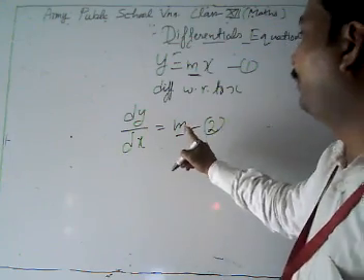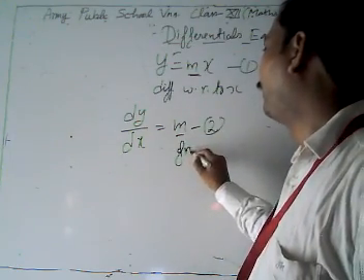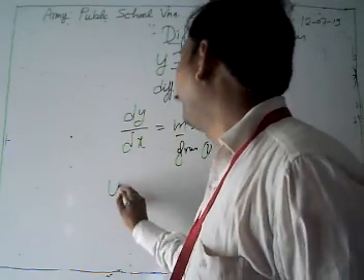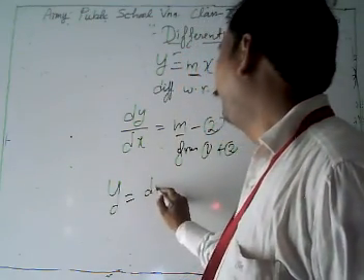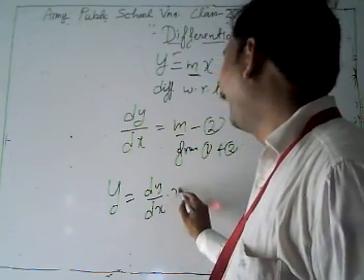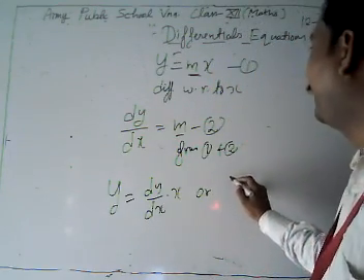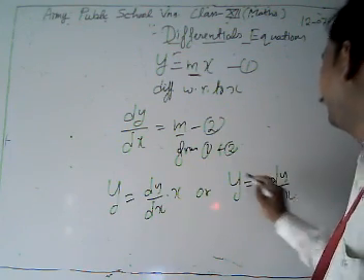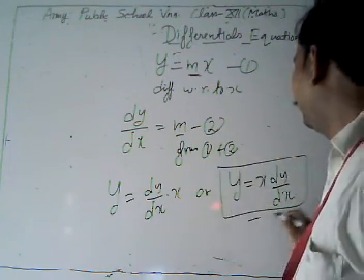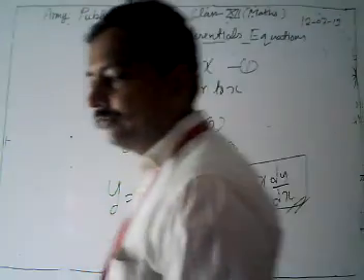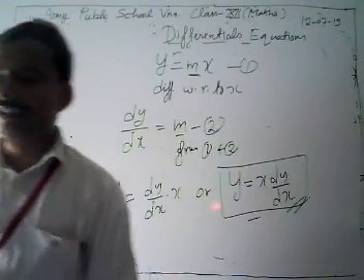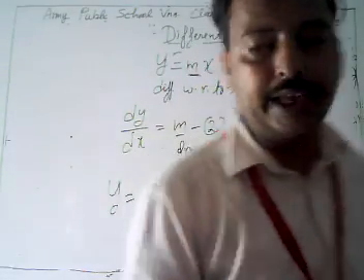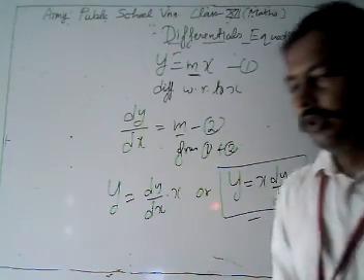Now we are going to put in the value of m from 1 and 2. Putting the value of m there, what do we have? y equals dy/dx into x, or we can write y is equal to x dy/dx. This represents a family of straight lines which pass through the origin. This is the differential equation of the family of straight lines passing through the origin.